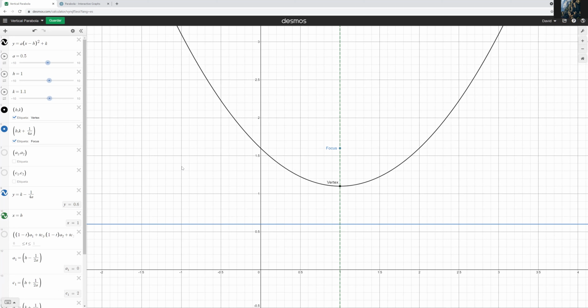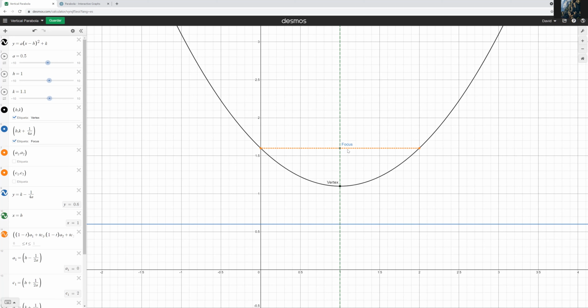And finally, now we have the length of the latus rectum. The latus rectum is a chord. I'll show you, here it is, this line. It is parallel, if you see, to the directrix, this blue line down here. It crosses through the focus, and it begins and it ends on the parabola.